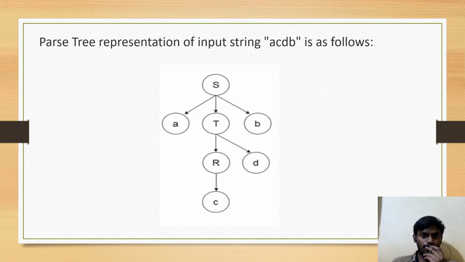Parse tree representation of input string A, C, D, B is as follows. Here we can see the tree. A is divided into A, T and B, and now T can be written as R and D, and now R is written as C. So we can form A, C, D, B.